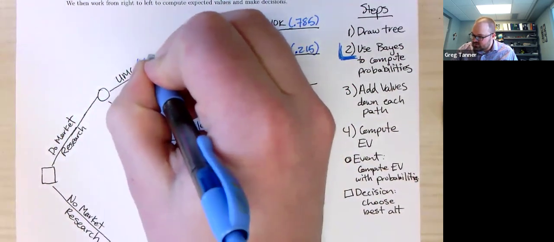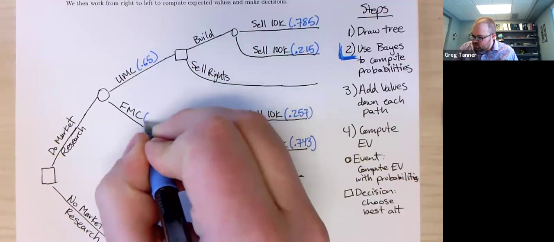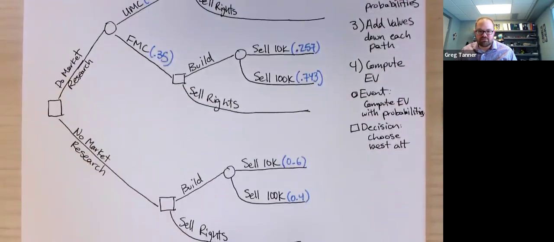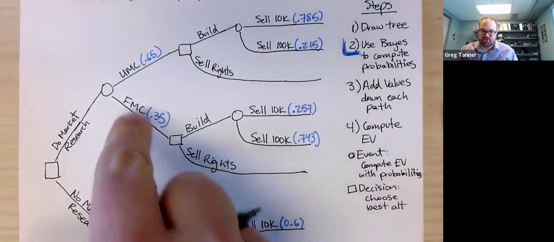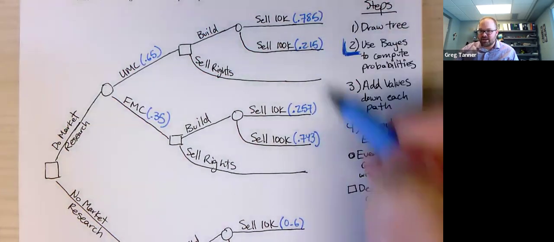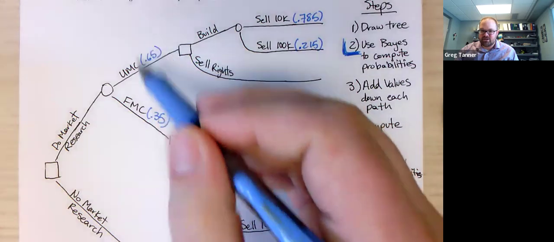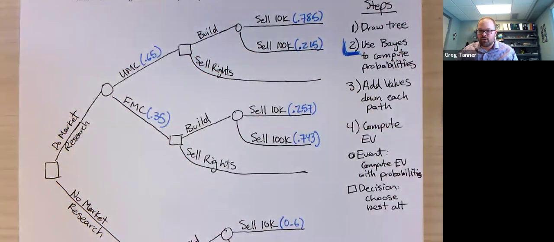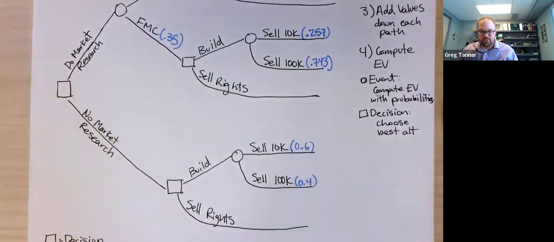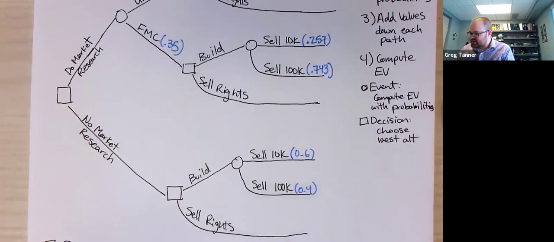So 0.65 and 0.35. Okay, and so all of these probabilities in this top part of the tree came from Bayes' theorem and the steps that we did to compute these posterior ones that go at the end. The unconditional ones go for your evidence or your findings. Down here where we didn't do the market research, we're using the prior probabilities. Okay. So that's step 2.